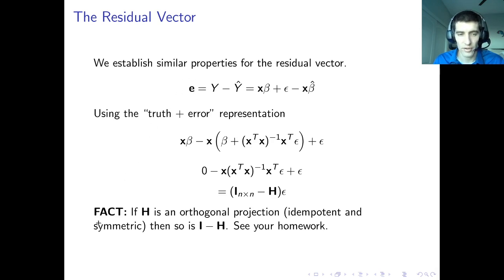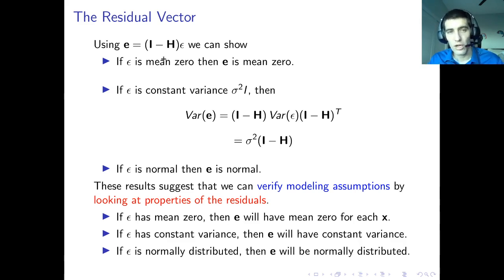There is a fact here which we're going to use and which I'm going to have you show in your homework: if H is an orthogonal projection, which we defined in the last lecture, that means that a matrix which is an orthogonal projection is one which is idempotent, so when you square it, it equals itself, and symmetric, so when you transpose it, it equals itself. Then so is the identity matrix minus that matrix. So if H has these properties, then I minus H has these properties. So what we can show here is if epsilon is mean 0, then the residual vector is mean 0. That's just applying the expectation to both sides, as I was suggesting.